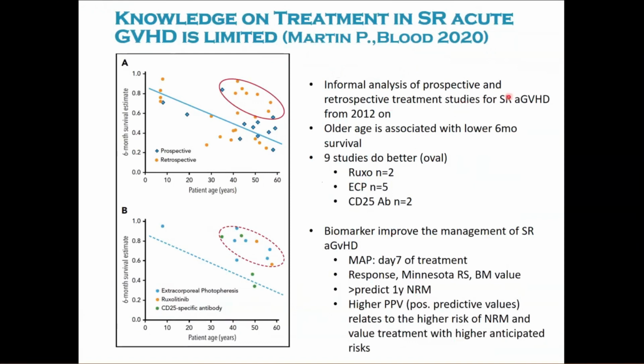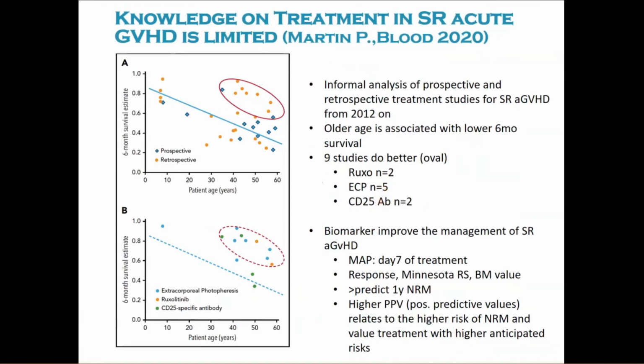An informal analysis of prospective and retrospective treatment studies for steroid-resistant acute GVHD from 2012 on showed clearly that older age is associated with lower 6-month survival. Importantly, 9 studies did better. These 9 studies included 2 ruxolitinib studies, 5 ECP studies, and 2 studies using CD25 antibodies.